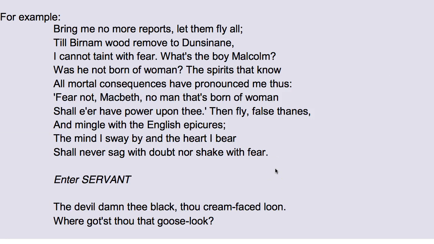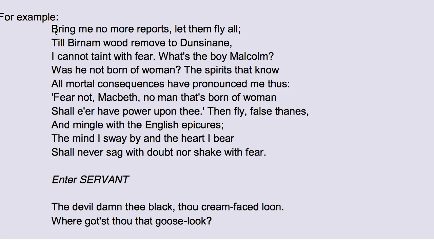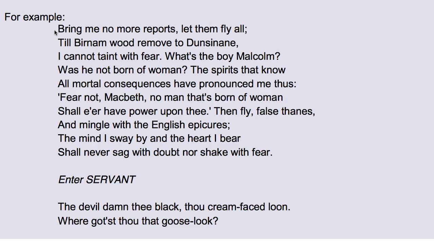Okay, well, let's look at the extract they give us to consider Macbeth's role as a hero. This happens just before Macbeth is attacked in his castle, and just before Birnam Wood moves towards Dunsinane.